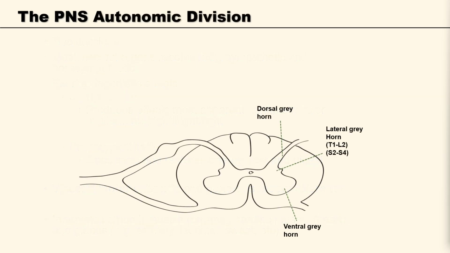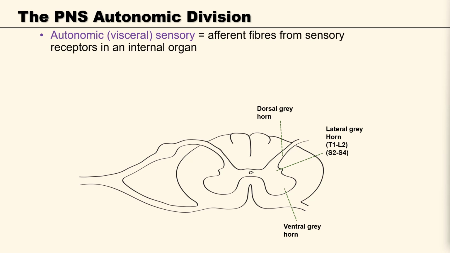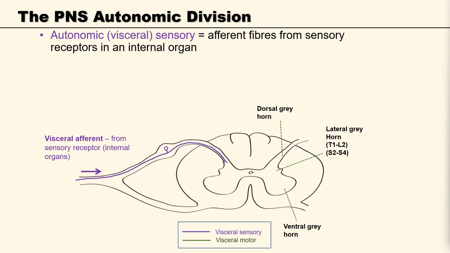Let's have a look at the autonomic division of the PNS and see if we could see any similarities or differences to the somatic division. The autonomic visceral sensory fibres, or afferent fibres, take information from the sensory receptors of the organs to the CNS via the dorsal route. This is similar to the way somatic sensory afferent fibres work.